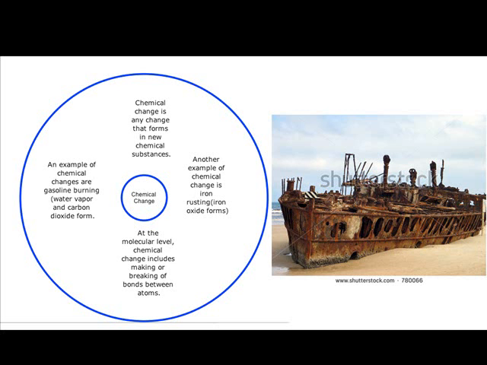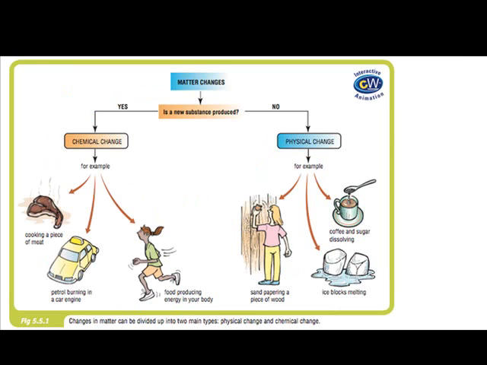Now, the ship on the right, that's rust. Rust is a chemical change. How come? Well, that ship used to be made out of iron. It was pure iron. Oxygen is in the air, O2. Now, what happens is oxygen and iron come together and it makes a new substance. That new substance is called iron oxide. Iron oxide is what we call rust. So rusting is a chemical change because a new substance has been formed.